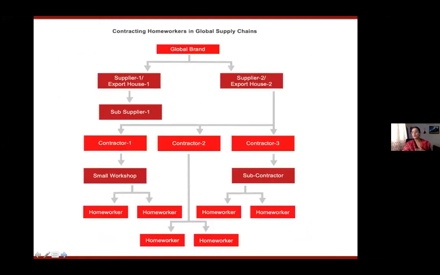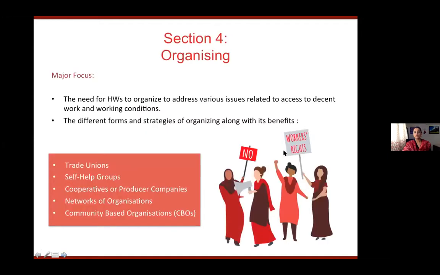We've given a few supply chains which we've found on the ground. This is just a sample where we've tried to show how global brands actually provide work to home workers through a series of suppliers, sub-suppliers, contractors, and subcontractors. The fourth chapter is on organizing, the need for home workers to organize to address various issues related to access to decent work and working conditions, and the different forms and strategies of organizing along with its benefits.